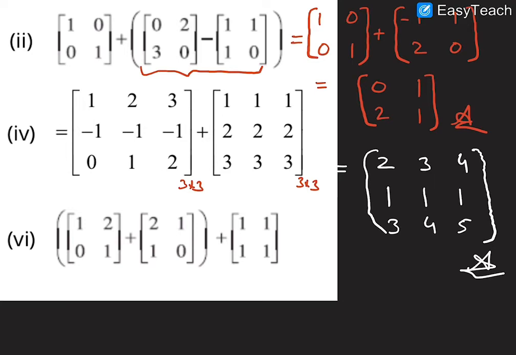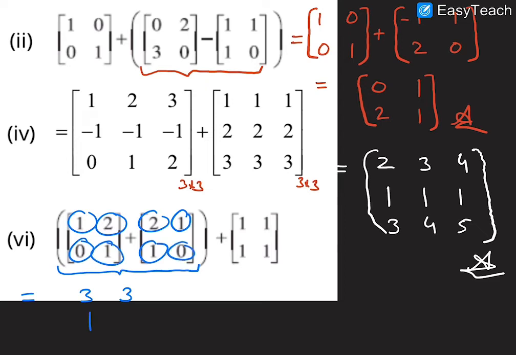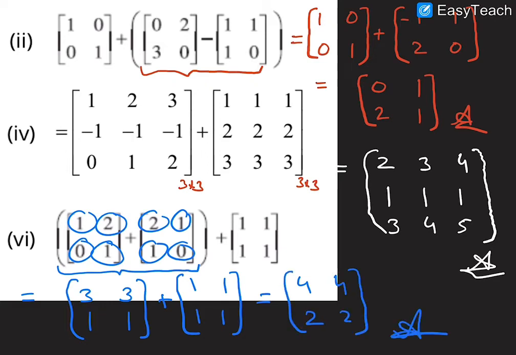Next is number 6. So first you need to add these two. So 1 plus 2, 3, 2 plus 1, 3, 0 plus 1, 1, 1 plus 0 is 1. Plus 1, 1, 1, 1. So you will get 3 plus 1 is 4, 4, 1 plus 1, 2, 1 plus 1, 2. So this is the final answer of part 6.